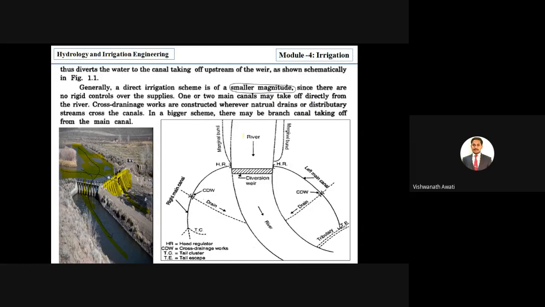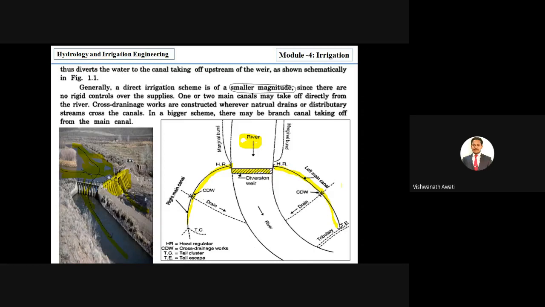So here you can see the line diagram. It is a river upstream area, and diversion work like a barrage is constructed. Then water is supplied through the canal, right? Here two canals are there, right bank canal and left bank canal, and water is supplied through the canal for irrigation.